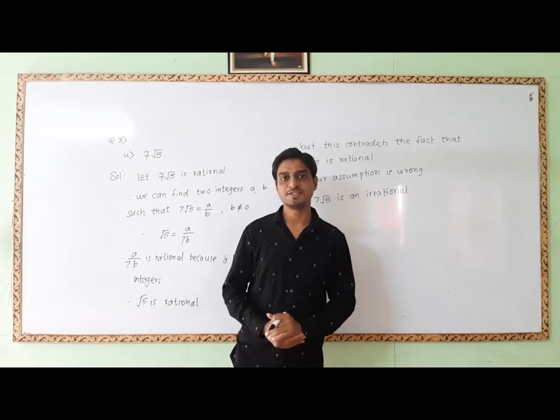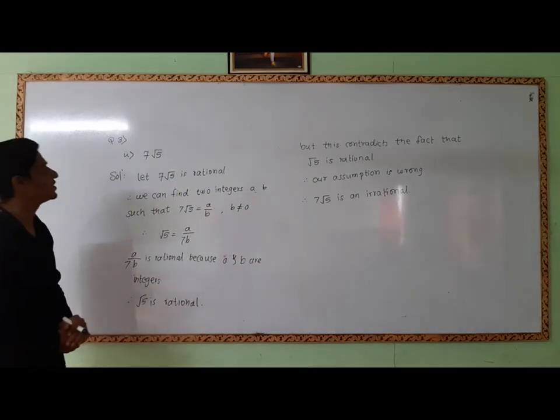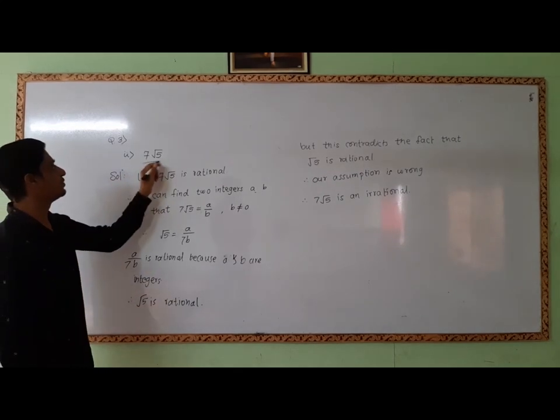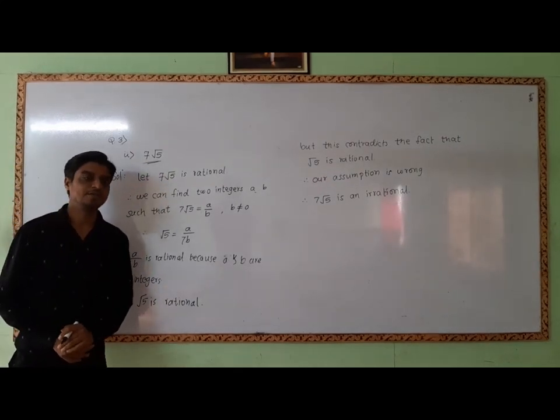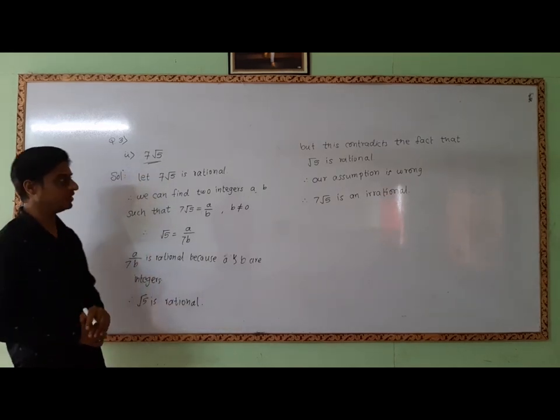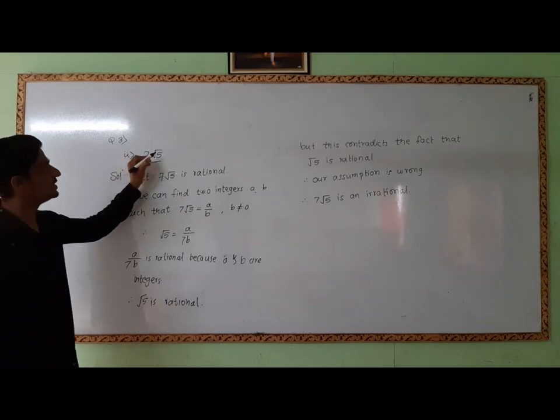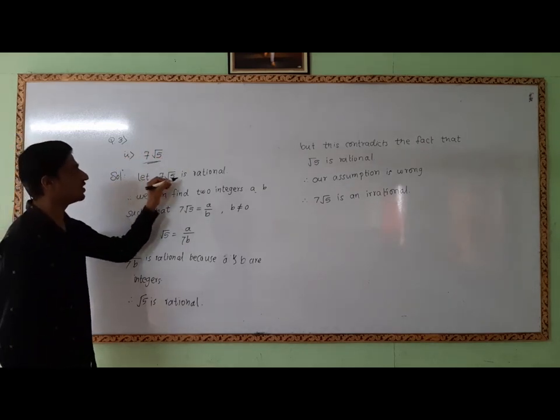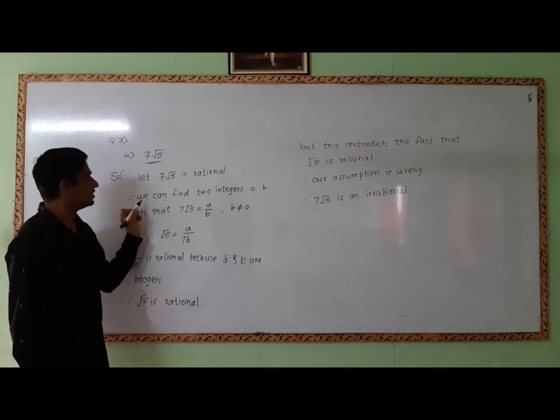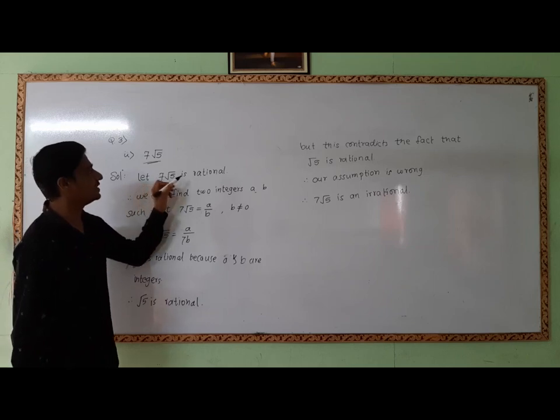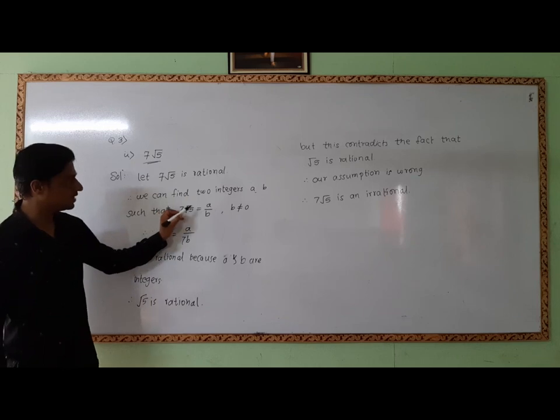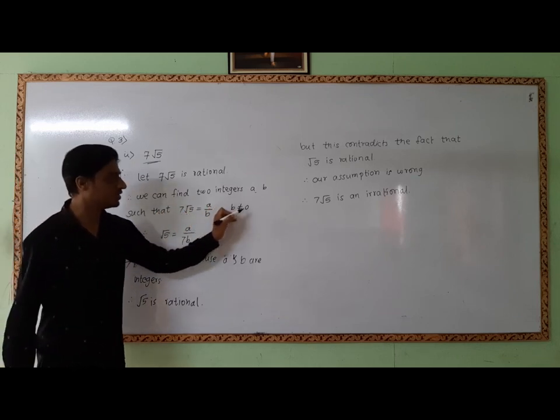Hello students, let us see question number 3rd. In third question, all the questions are of same type. We will see second question. In second, we have to prove that 7 root 5 is irrational. So in this type of questions, we always consider the opposite statement of the given statement. Since we have to prove that 7 root 5 is irrational, we consider 7 root 5 is rational. Opposite statement we are considering. So if 7 root 5 is rational, then we can find two integers a and b such that this number is equal to a upon b, where b should not be equal to 0.